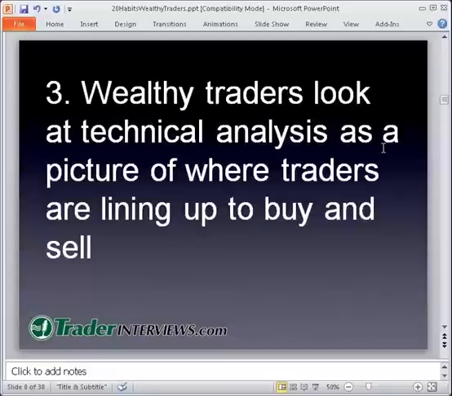So yes, in some sense, technical analysis is a self-fulfilling prophecy, but you have to understand that it's just people putting orders in. That's all it is. Price is the supply and demand for that thing at that price. That's all it is. So start thinking about technical analysis as a picture of where traders are lining up to buy and sell, not so much that it's at a specific point that price is going to change. It may, but it's more like a zone.